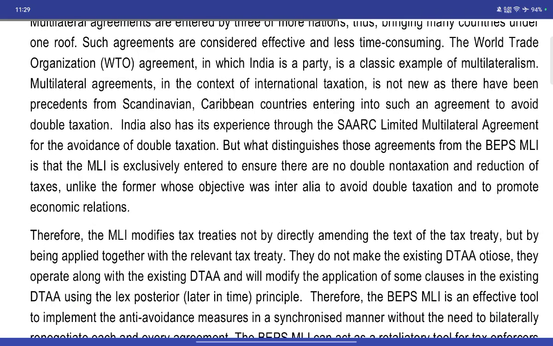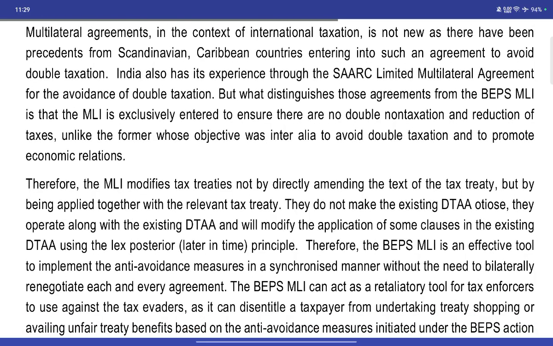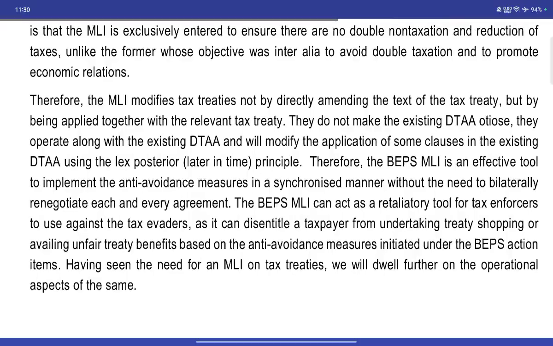A multilateral agreement in the context of international taxation is not new, as there have been precedents from Scandinavian and Caribbean countries entering into agreements to avoid double taxation. India has also experienced limited multilateral agreements to avoid double taxation, such as SAARC. But the distinction is that the BEPS MLI, the multilateral instrument, was exclusively entered into to ensure there is no double taxation and no non-taxation through reduced taxes, unlike the former, whose objectives were to avoid double taxation and promote economic relations.